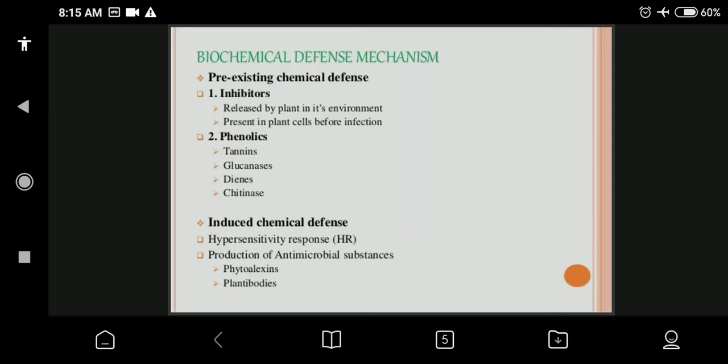Hello students, yesterday we studied structural and histological defense mechanisms found in plants. Today we will study the biochemical defense mechanisms present in plants.